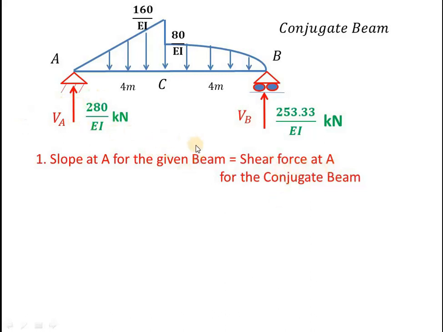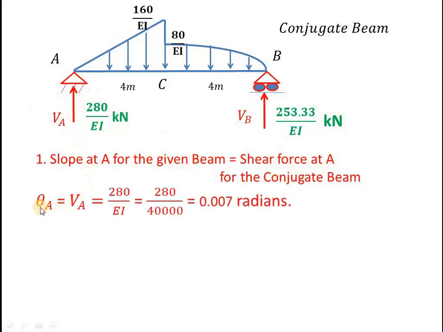Next, we need to calculate the slope at A for the given beam, which is nothing but shear force at A for the conjugate beam. What is shear force at A? That is nothing but the reaction at A. So therefore, theta A is the slope at A for the given beam. This VA is nothing but shear force at A for the conjugate beam, so it equals 280 divided by EI. Simplifying, putting the EI value, you will get 0.007 radians.